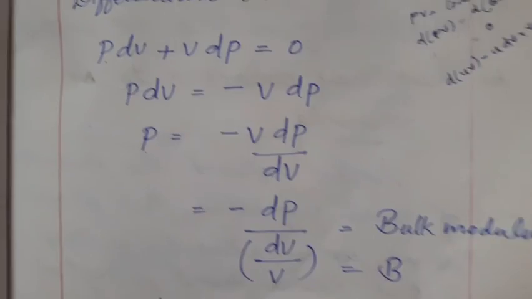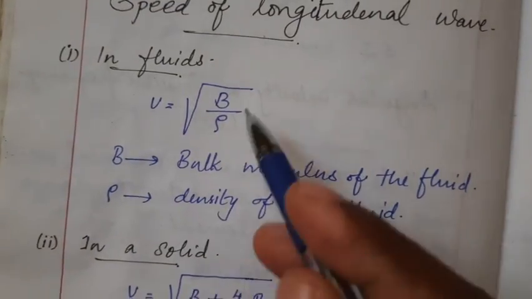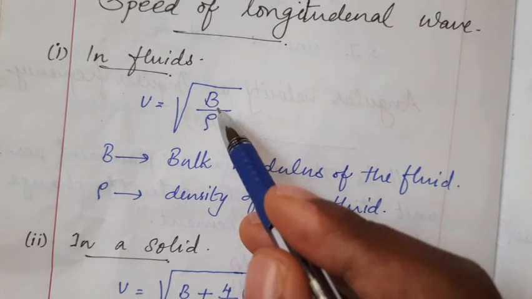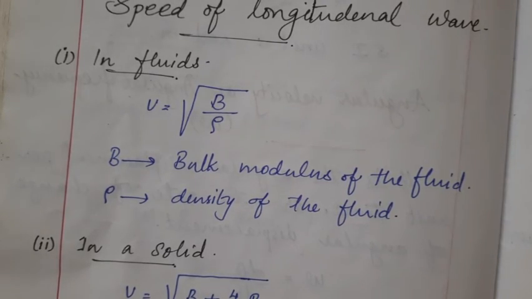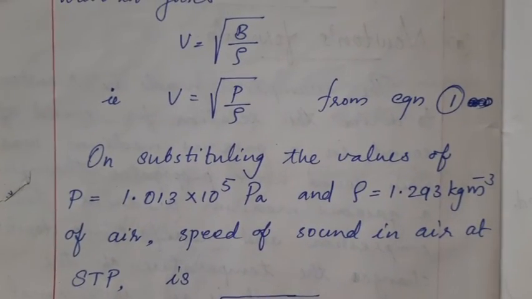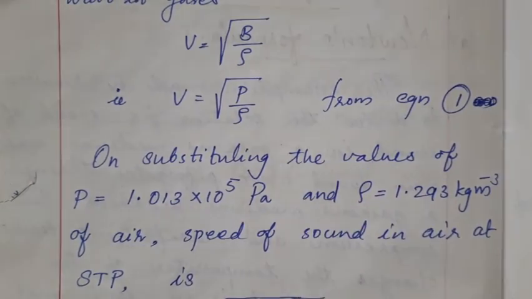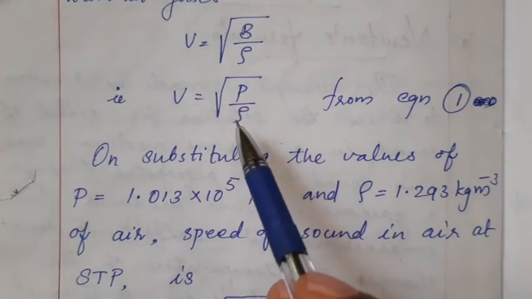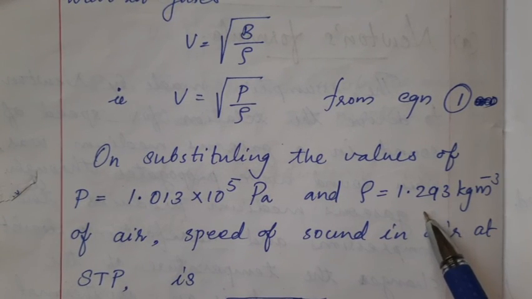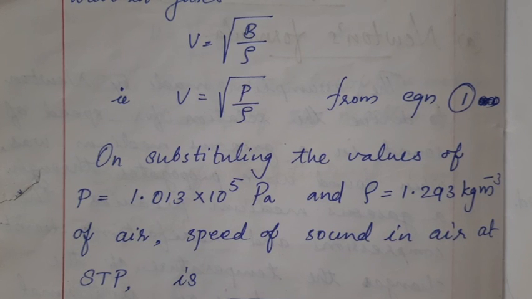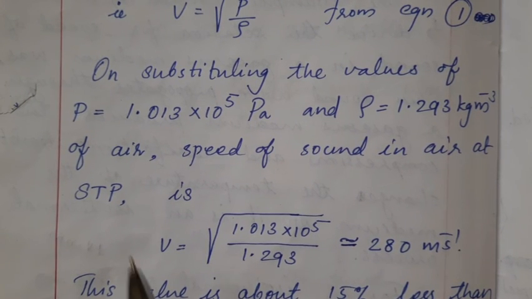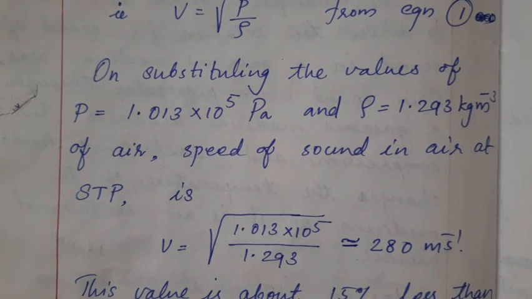So the previous equation we had, that is root B by rho. In this, as per Newton, B is not needed, bulk modulus is not needed, but you can replace it with the pressure of the medium P. That's what he said. Then with that, he made an equation, v is equal to root P by rho. What he did is, he substituted the value of pressure as atmospheric pressure and density of air as 1.293 kilogram per meter cube. Then he got the speed of sound in air at standard temperature and pressure as 280 meter per second.